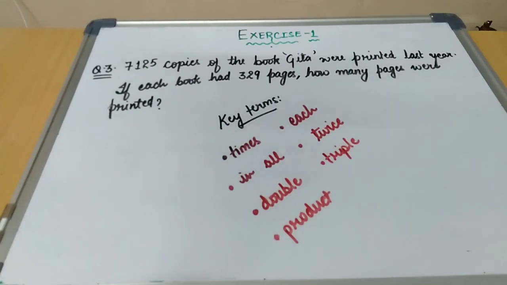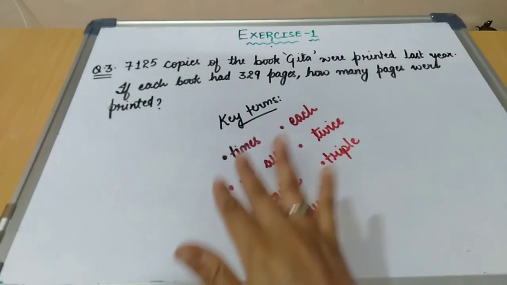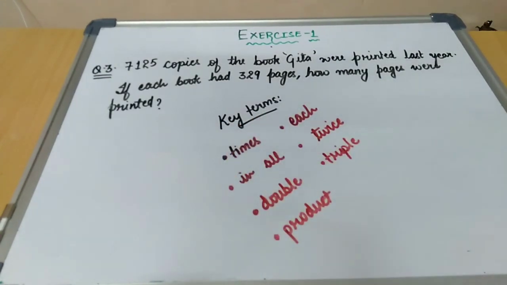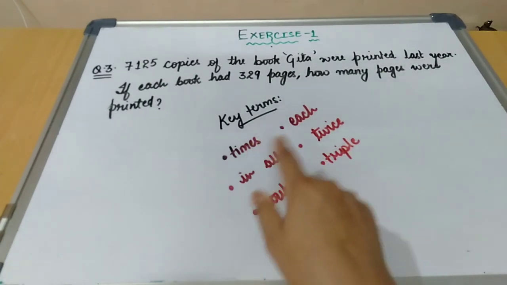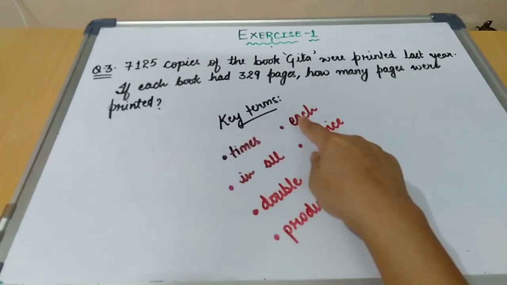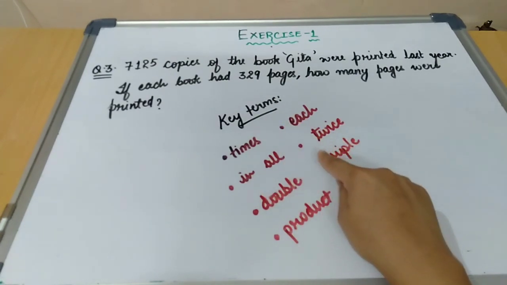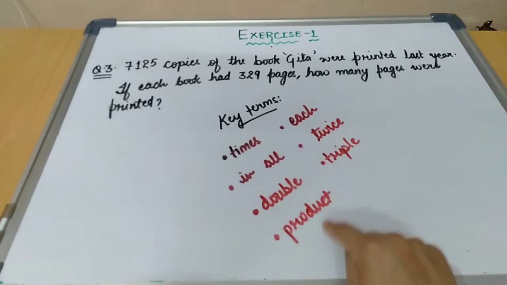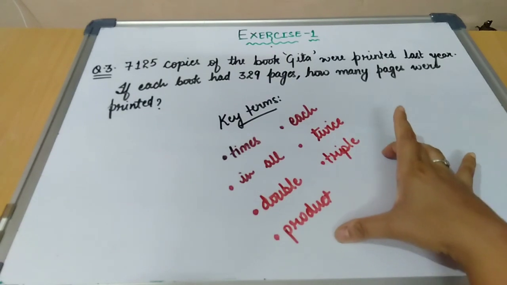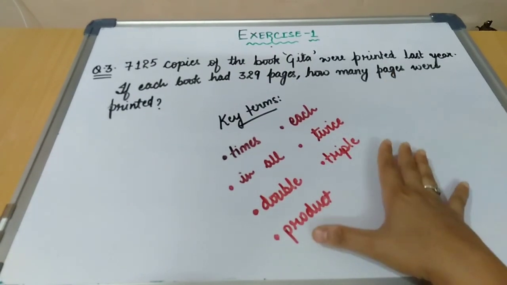Now students, we will be solving the word problems on multiplication. We have seen how to solve word problems. Now we will be solving word problems related to multiplication. So we must know some key terms so that we can identify which operation we have to use. Like if in the question terms like times, each, in all, twice, double, triple, product come, then you can understand that you have to multiply.